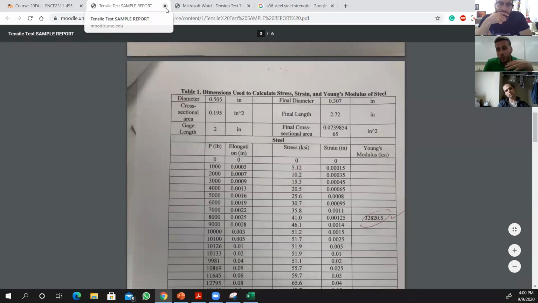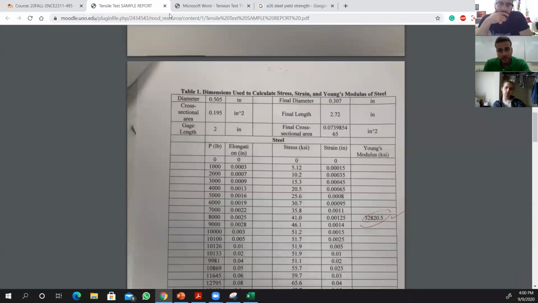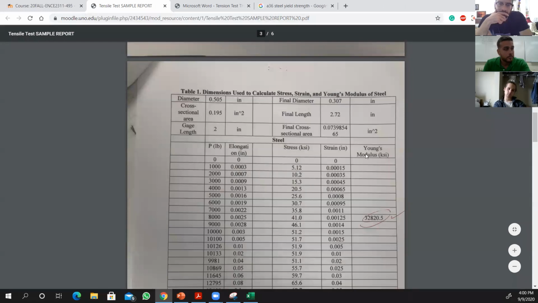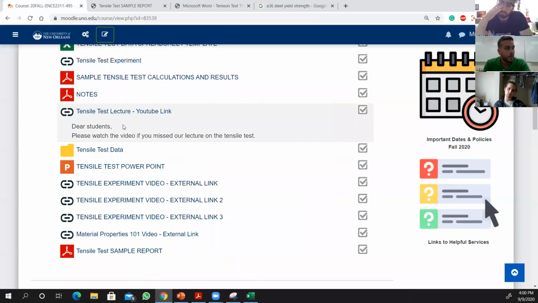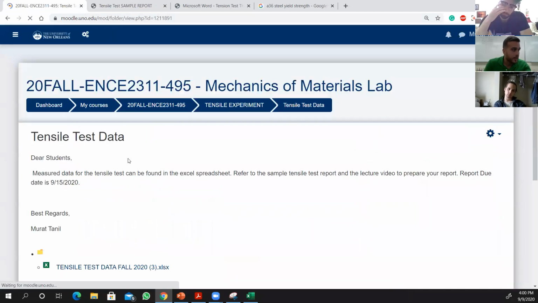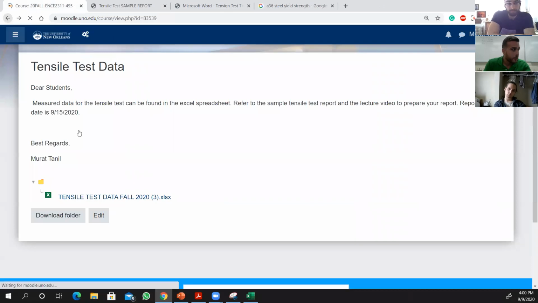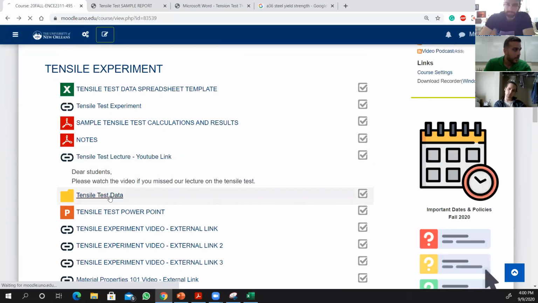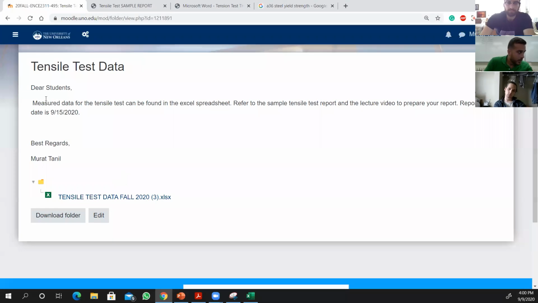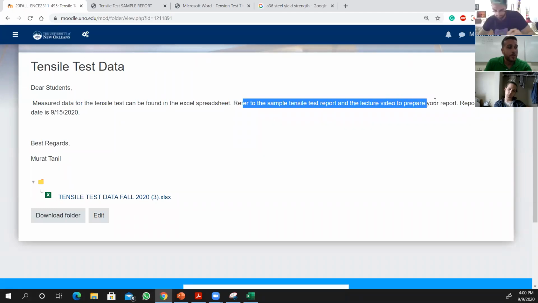I don't want you to copy and paste the same data from this or from any other handout. Just use this tensile test data right here. If you look under the tensile experiment, click under the tensile data, it says measured data for the tensile test can be found in the Excel spreadsheet. Refer to the sample tensile test report and the lecture video to prepare your report.